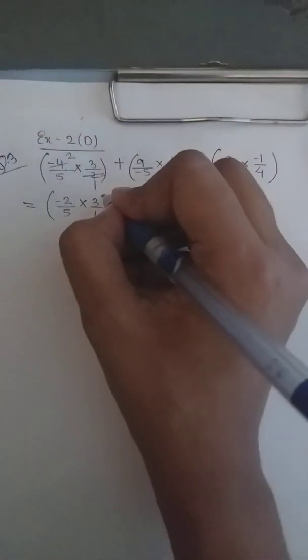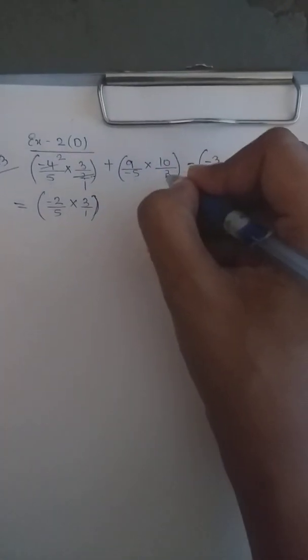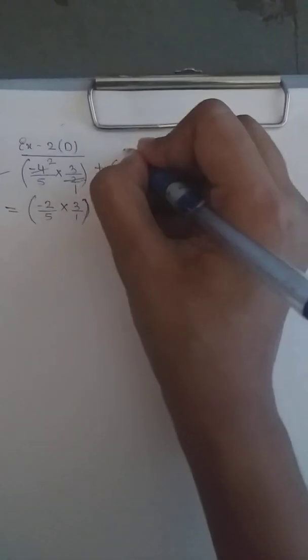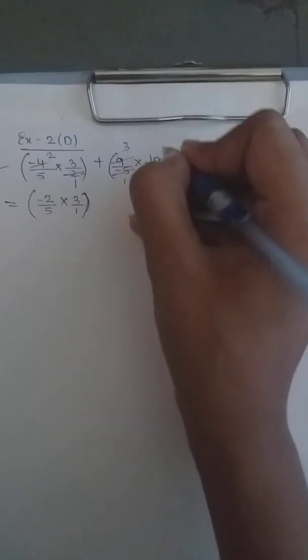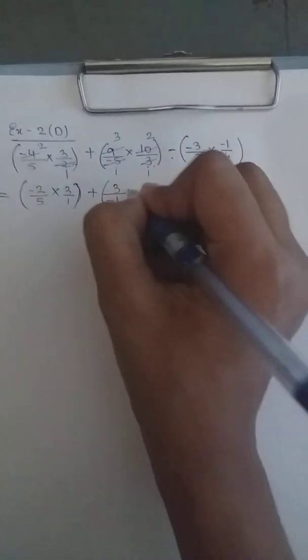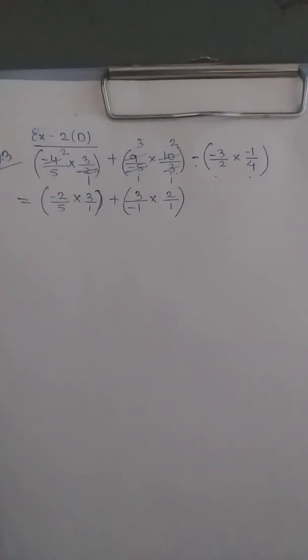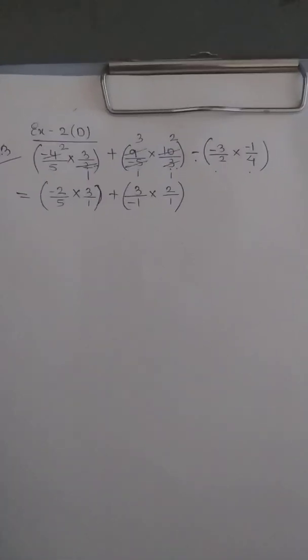In the second bracket, see, cancellation is possible, numerator to denominator. 3 ones are 3, 3 threes are 9, and 5 ones are 5, 5 twos are 10. So the number will come like 3 by minus 1 multiplied by 2 by 1. Now the second bracket is done.